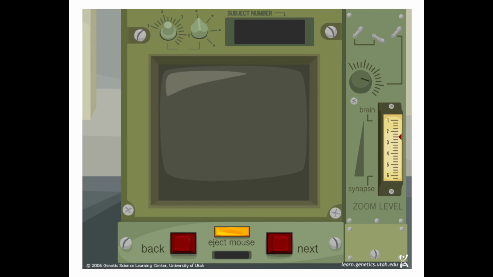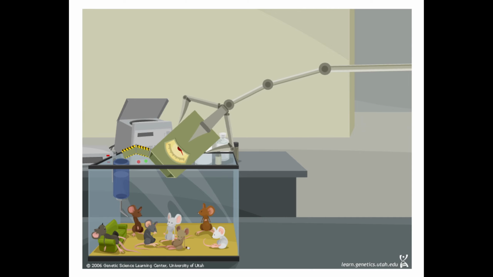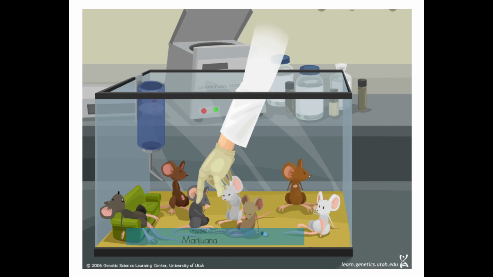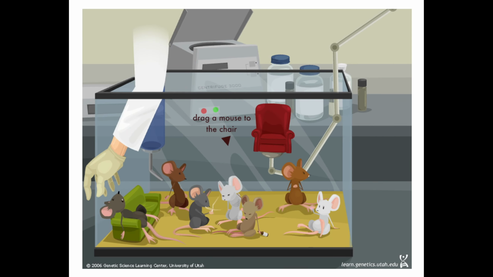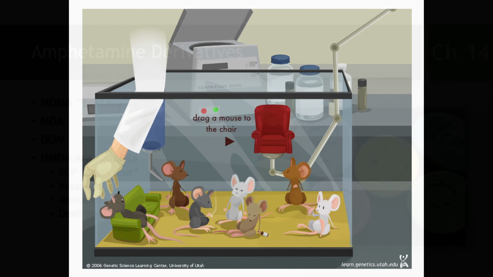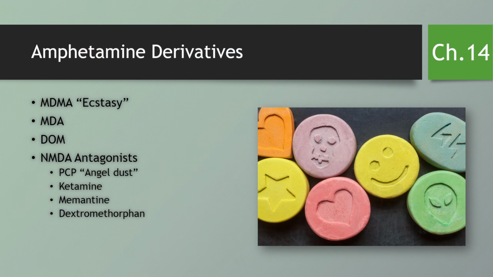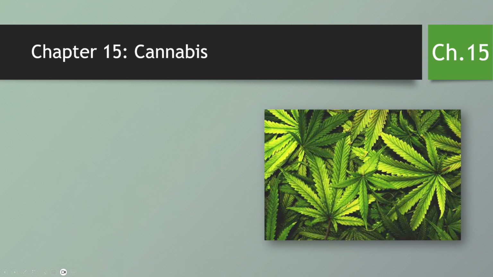All right, let's go ahead and eject this mouse. And I believe the last one we have left is going to be our marijuana mouse, which we will get to in the next chapter in a second. So let's go back here. And actually the next chapter we have is going to be chapter 15. So let's go ahead and switch over to that.